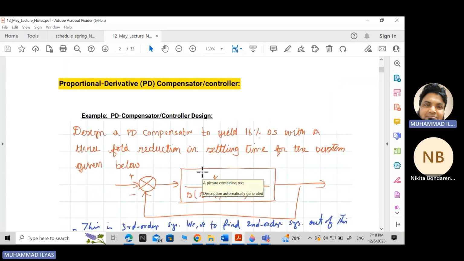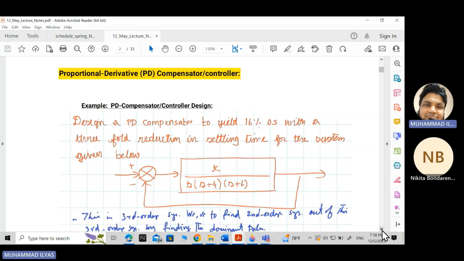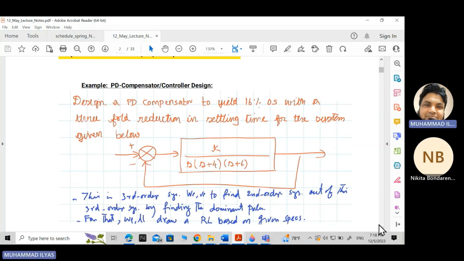Last time I think we did this example. Let me see again. The example says: design a PD compensator to yield 16% overshoot with a 3-fold reduction in the settling time. So this is the requirement, you can say the time domain specifications. The plant is given here.